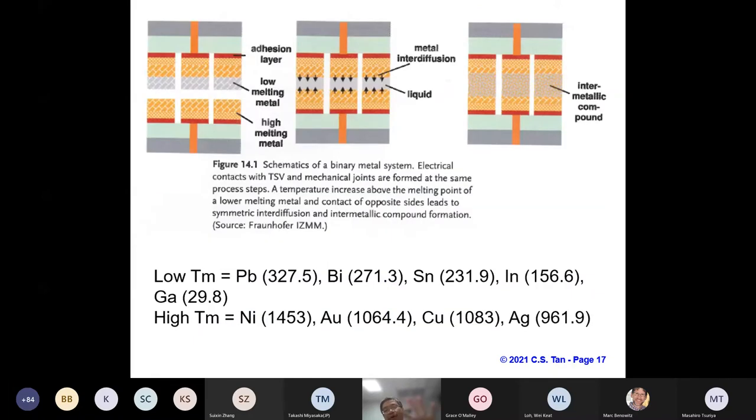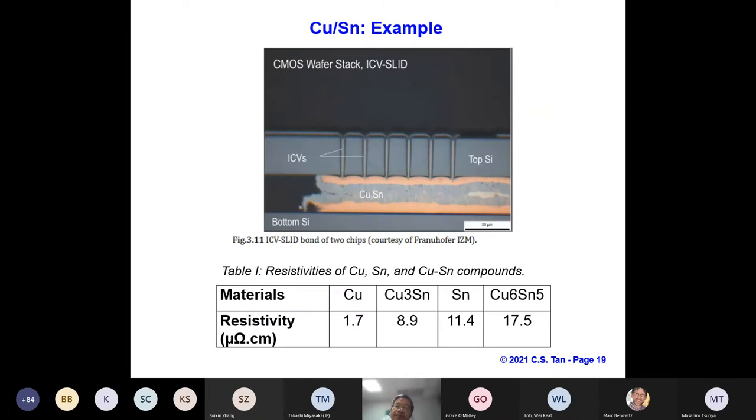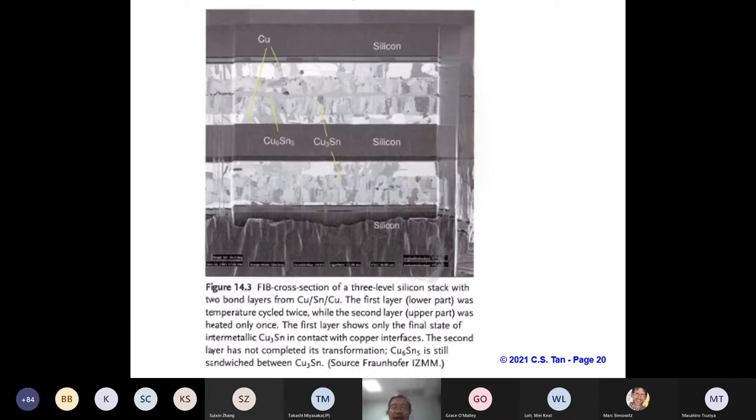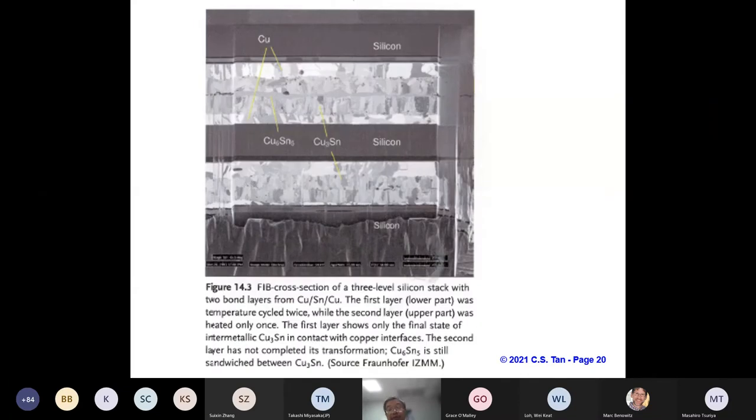And these are some of the examples before we go to copper-copper bonding. This is a solution that people have been using for quite a number of years, right? The binary metal system, looking at the low TM and the high TM system, okay? And this is one, of course, very famous example, the SLID approach based on copper tin, where basically you had to go through several phases, all right? And this is some of the result, okay? And the good news is that the final IMC, which is basically your copper tin tree, is actually very stable, as you can see from this picture here.